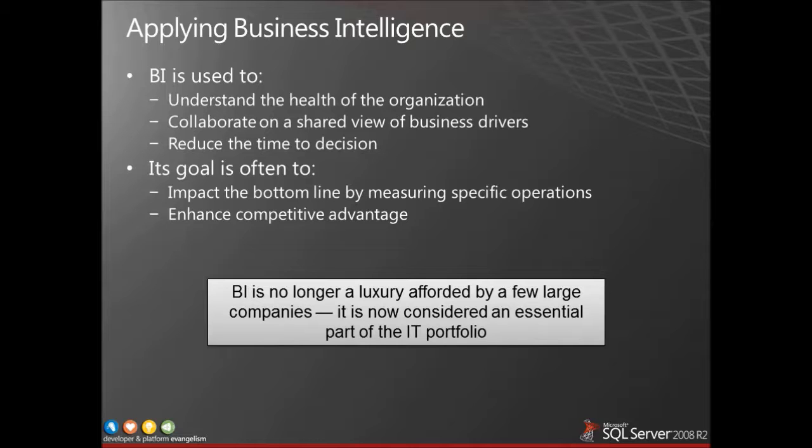I would like to point out and stress that BI is no longer considered a luxury. It is very much an essential part of the IT portfolio. I repeat again, BI is no longer a luxury afforded by a few large companies. It is now considered an essential part of the IT portfolio.